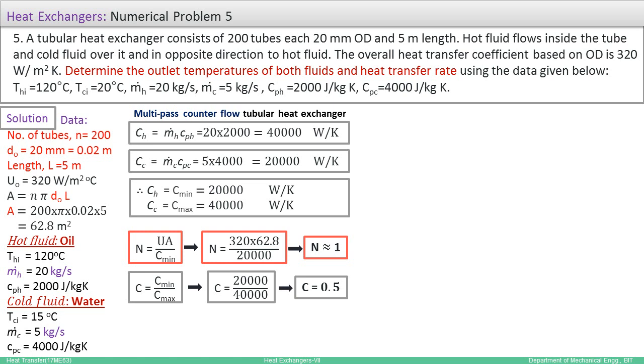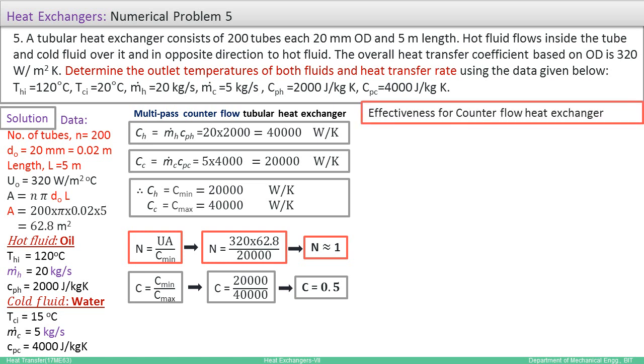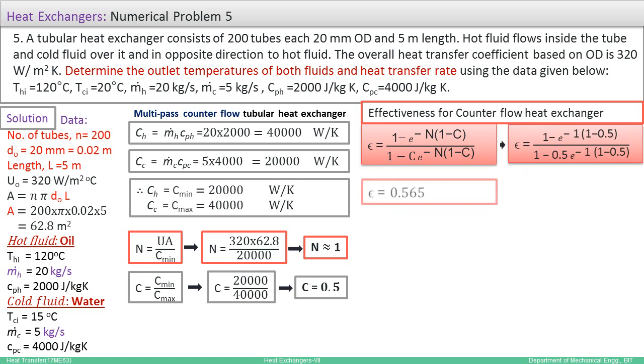Now we have to use the chart to get the value of the effectiveness for this particular case. So effectiveness of counter flow heat exchanger, either we can go for chart, otherwise we can directly use this equation. We have the chart available in the data handbook. Otherwise, if we use this expression for effectiveness of counter flow heat exchanger, when N value and C values are known and substituted, we can get the value of effectiveness for this case as 0.565.